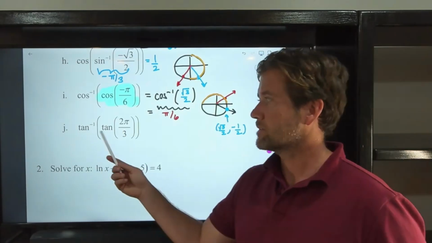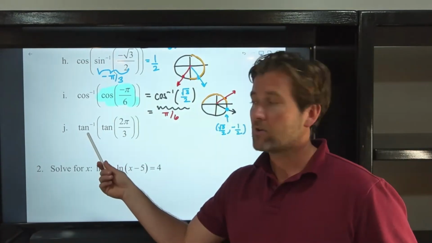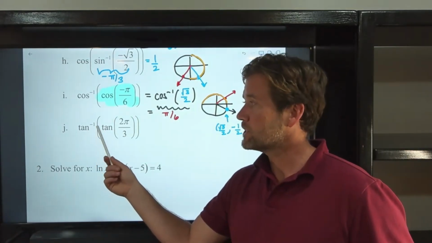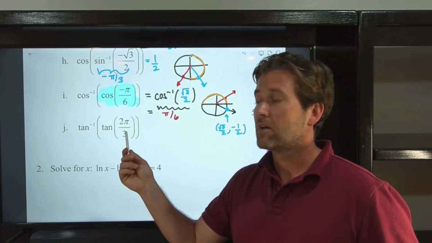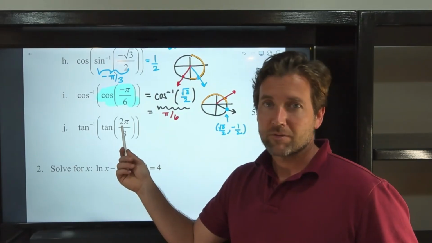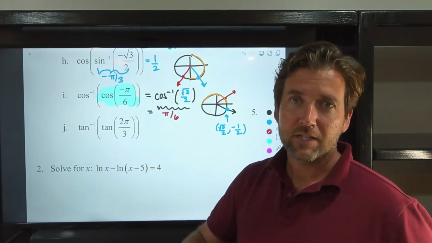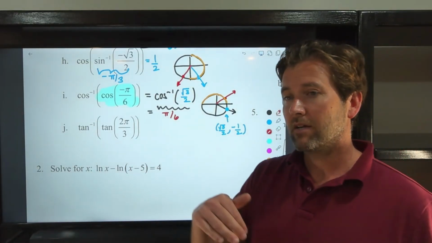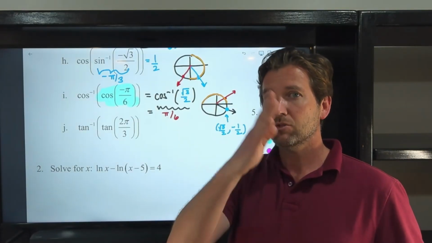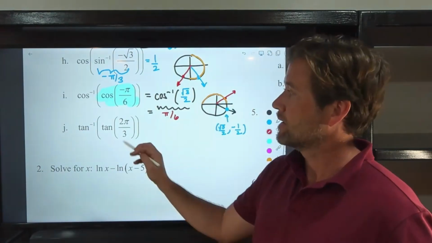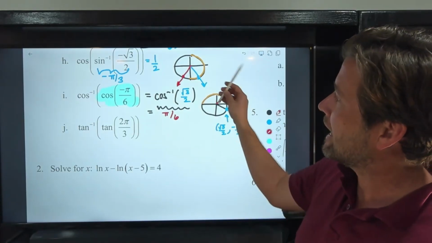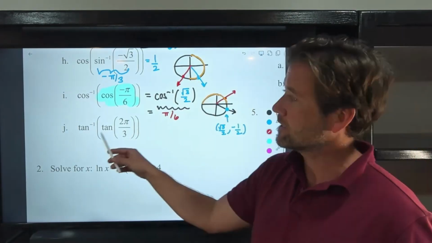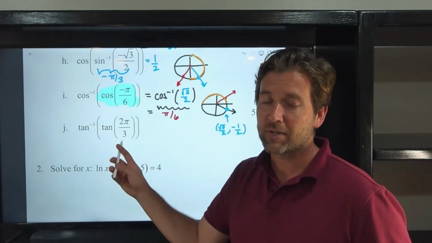All right, some peeps thought that the arc tangent would undo each other because they're inverses, and they put 2 pi over 3 for their answer. Well, the output for arc tangent has to be in between negative pi over 2 to positive pi over 2. And 2/3 pi, that's over here. That's past pi over 2. So the answer to this problem won't be 2 pi over 3.